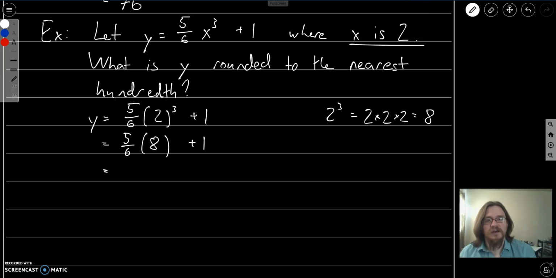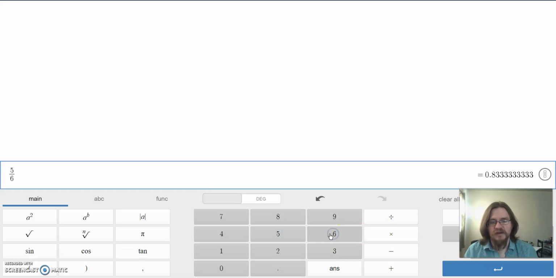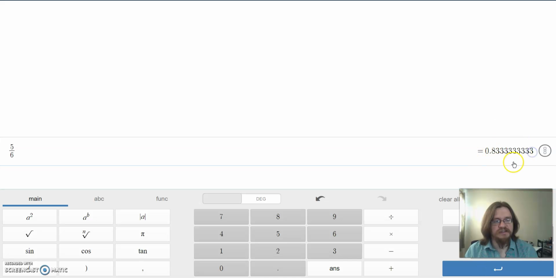So let's come over to our calculator. So this is Desmos, and I'll provide a link to this. And what I can do in this calculator is take 5 divided by 6, and I can hit enter, and that provides us with 5/6 as a decimal. It's important that we don't round until the end of the question. You never round until you have your answer, and then you can round. So right now I don't want to round at all.